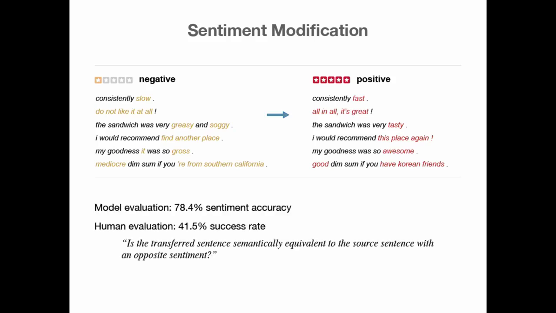It achieves 78.4 sentiment accuracy as measured by a sentiment classifier. According to human evaluation, it successfully rewrites 41.4% of the sentences to the opposite sentiment while preserving the content.